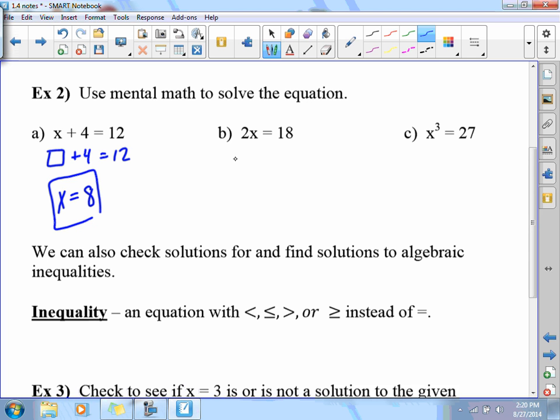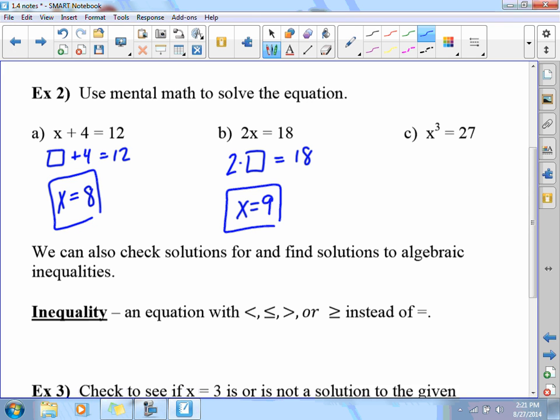For part B, here we have 2x, or 2 times x. So 2 times something equals 18. So I hope you know that 2 times 9 is 18. So x is the value of that variable. I'm sorry, 9 is the value of that variable.